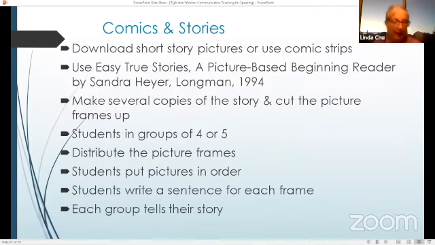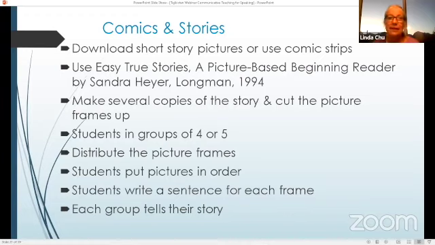So using comics and stories is also a great way, especially for using sequencing, which I'll show you in a moment. I put this book in here just because I saw it in the American Space in Tajikistan, and it is a great book for teachers to use, Easy True Stories. It is a picture-based beginning reader. So it's great for beginning level students, but they have also many levels.